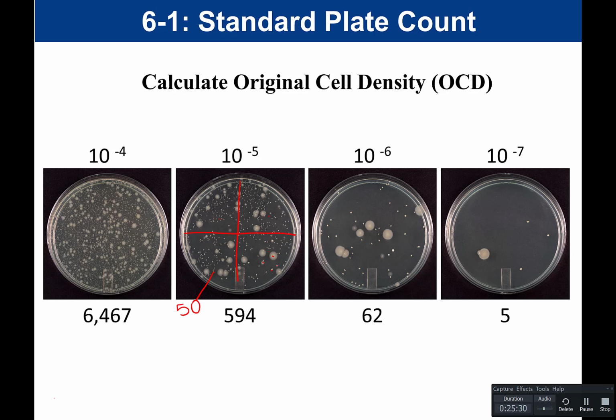But instead, we already gave you the numbers. So you're just going to use this diagram and calculate your original cell density. Make sure that you write the appropriate units for your original cell density. And then we will discuss our results in our Zoom meeting, and we'll see if we got our correct titer, if you calculated the correct original cell density. And so this concludes our standard plate count.